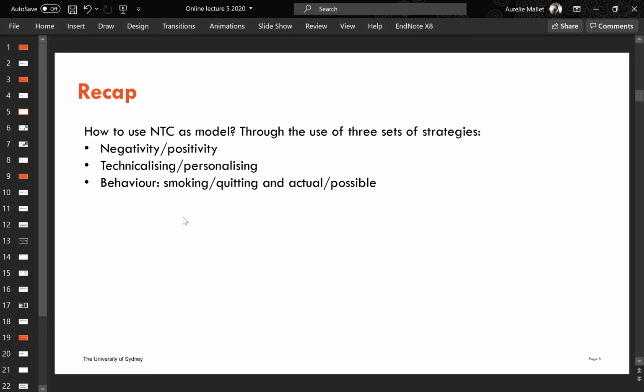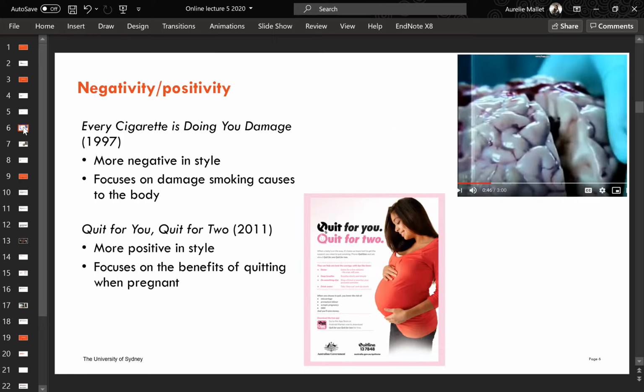The three sets of strategies were negativity and positivity, technicalizing and personalizing, and looking at behavior. So looking at whether a campaign focused on smoking or quitting, and in addition, whether it looks at an actual behavior or possible potential behavior. Now, like I said last week, the third set, the behavior, is something I'm still working on, so this one isn't as finished yet. So let's go through that again.